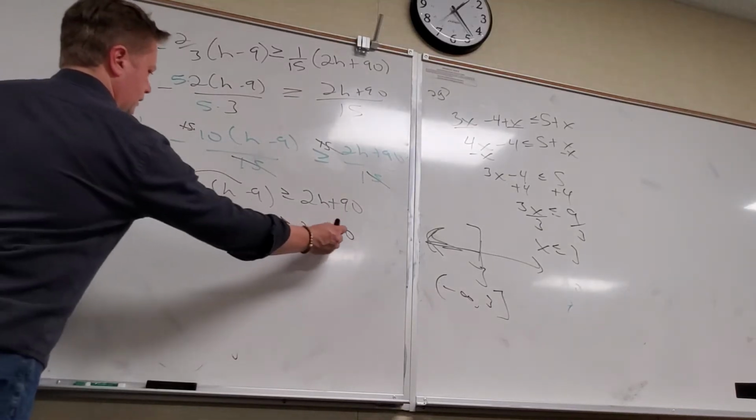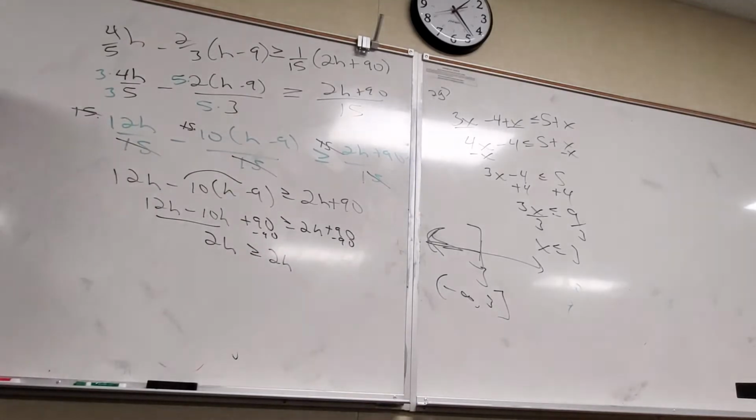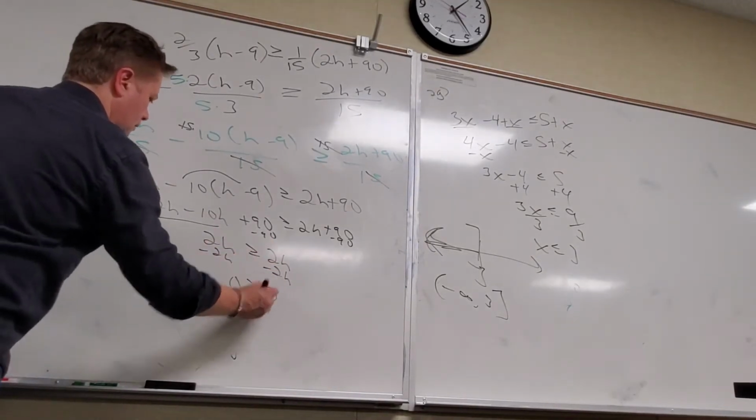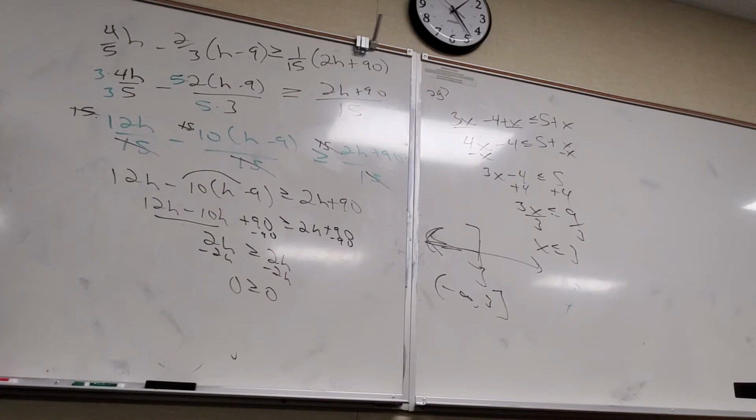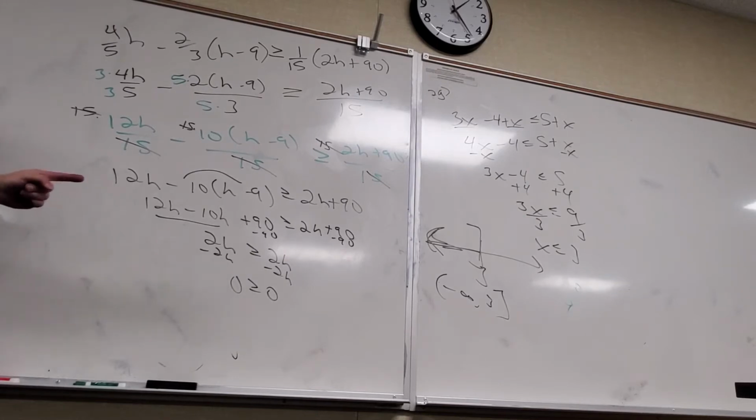If I subtract 90, are my h's together? No. So to get the h's together, I've got to subtract 2h. You know how to interpret that. Is that a true statement? Yes. Is 0 bigger than or equal to 0? Yes, so what's the answer? All real numbers.